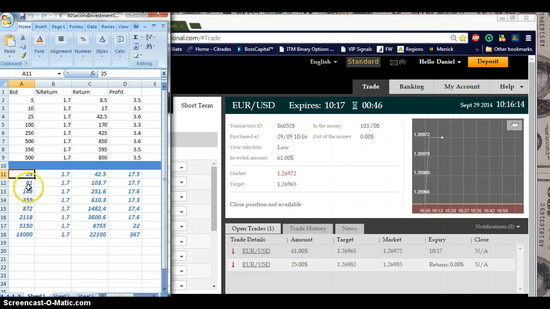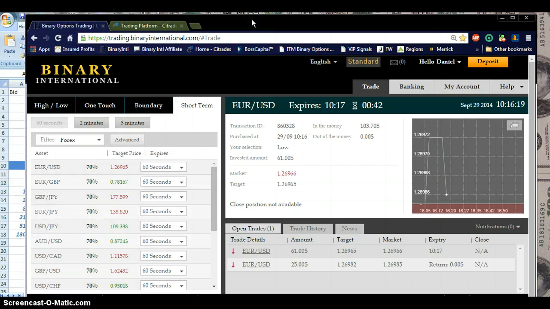Now if I lose that one, I'm going to go to my next one, which is 148. Right now this is a tie, or even money. In cases where it's even money, where you get your, in this case $61, if it comes in at the exact same target price at expiry, then you get your $61 back.